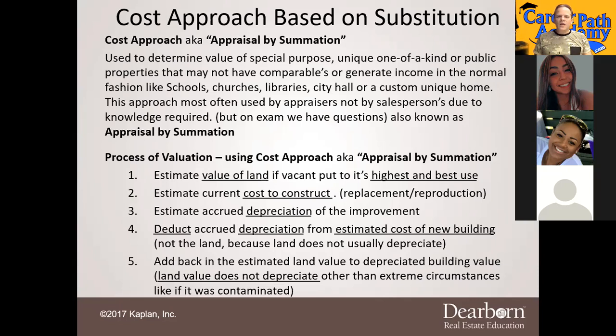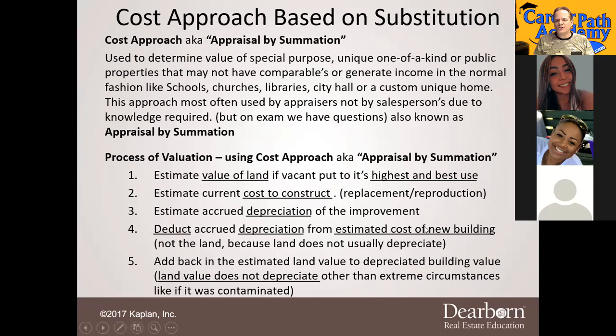Then you got to estimate the costs to build that church, to do all the improvements, you know, running the gas line, sewer, water, build the structure, etc.